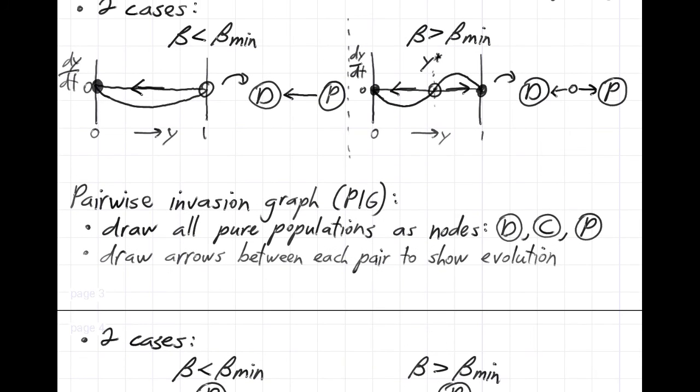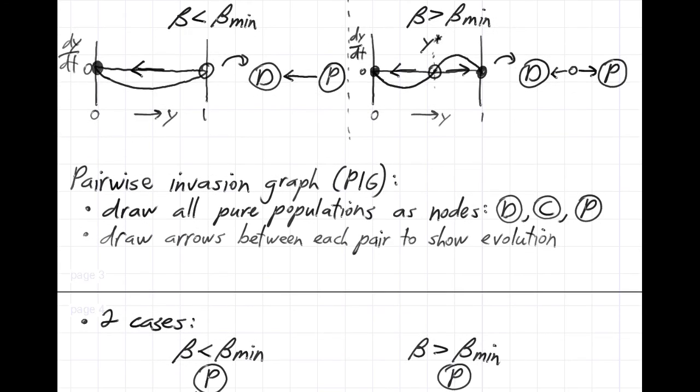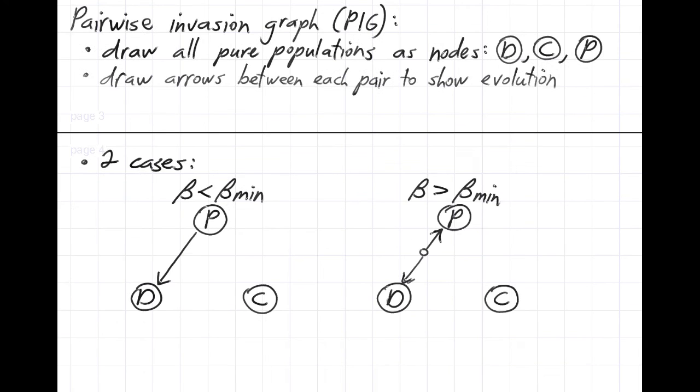Okay, the first case we can look at is the arrow between D and P, or the link between D and P. And there are two possibilities. If beta is less than beta min, then we have an arrow from P to D. And on the other hand, if beta is more than beta min, then we have an unstable equilibrium in between and arrows pointing away from it. And let's look back further.